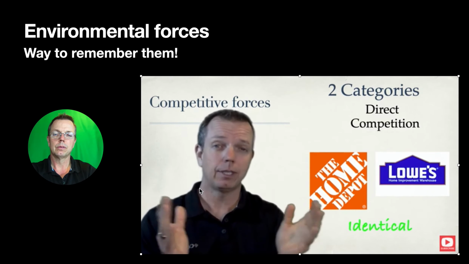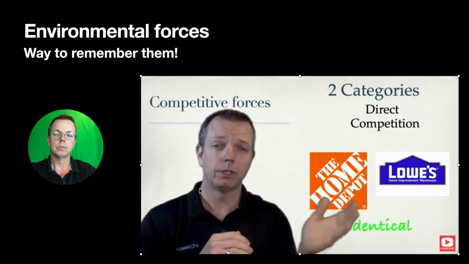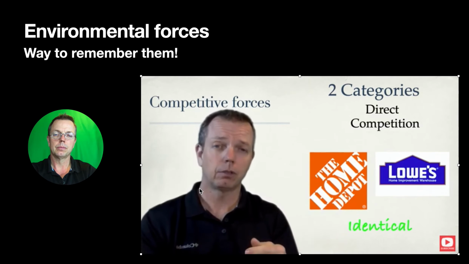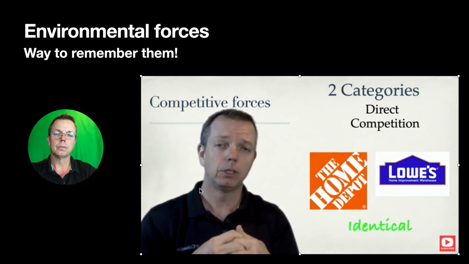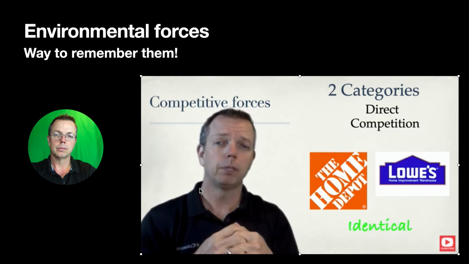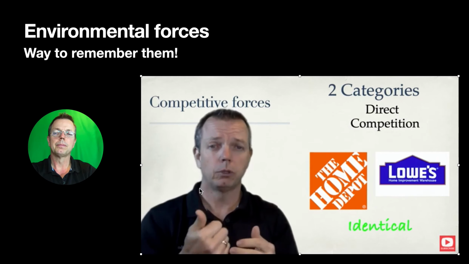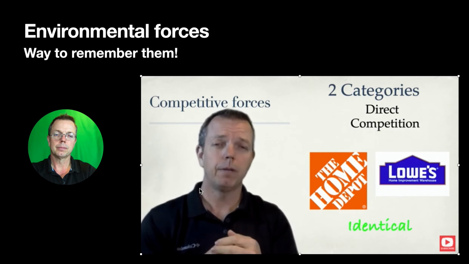The layout is the exact same. The lumber is on one side of the store. Seasonal, electronics and paint are in the exact same locations. They're spitting images almost of each other. The only real big difference is the colors, right? One's orange and the other one's blue. All right? So now let's look at indirect competition.